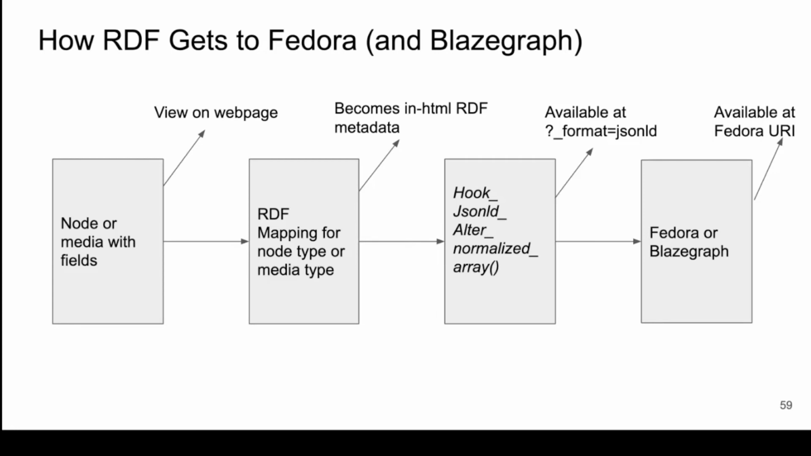And then finally, that exact same stuff that you see at question mark underscore format equals jsonld gets sent to Fedora or Blazegraph. And then if you wanted to see it, you could load up the Fedora URI that shows at the bottom of most nodes.